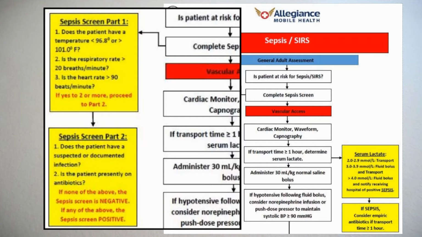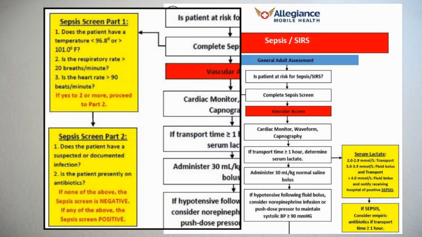Does the patient have a temperature greater than 101 or less than 96.8? Is their respiratory rate greater than 20? Remember that, as we just discussed, an increased lactate level will signal our body to increase our respirations as a compensatory response. Is the patient's heart rate greater than 90 beats per minute? If the answer to at least two of these questions are yes, then we continue to the second part of our screening. Does the patient have a suspected or documented infection?